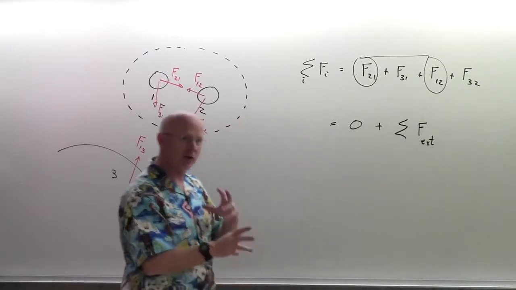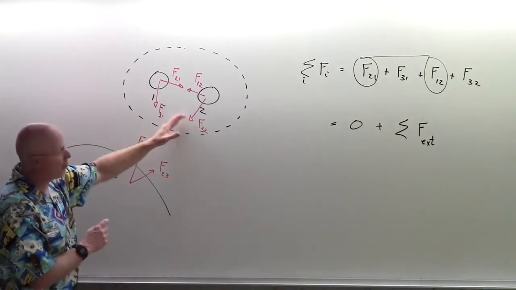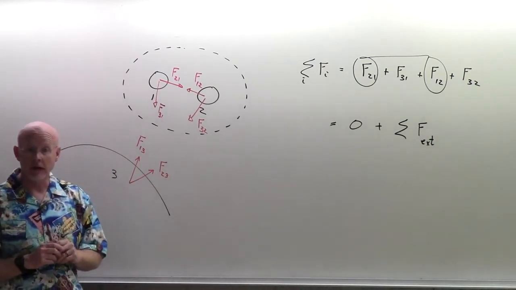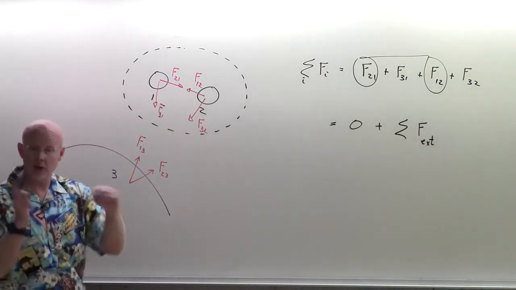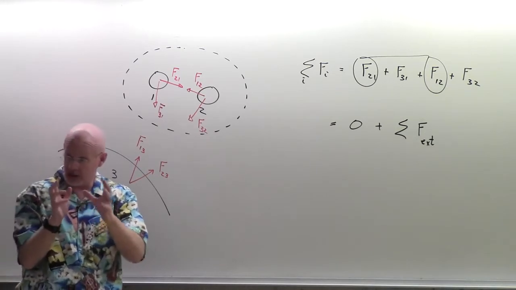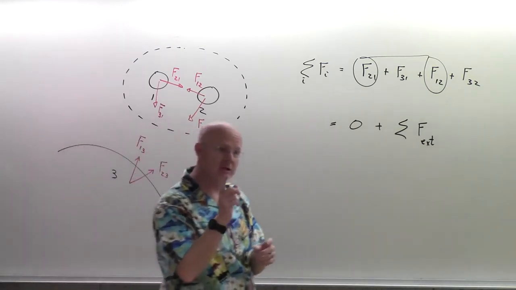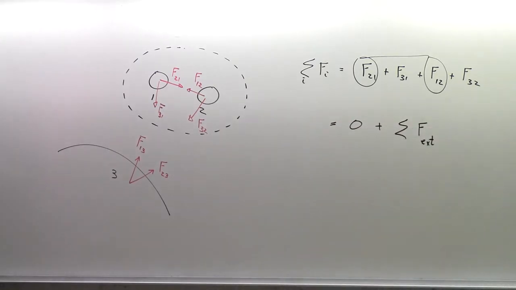Only the external forces. And so the motion of my Earth-Moon system is determined by the Sun alone. Now, don't get me wrong, there's still interaction between them, and you can imagine they're spinning around each other, and that's what we'll see here in just a second. But the total motion is determined solely by the external forces. That's what I'm trying to illustrate.